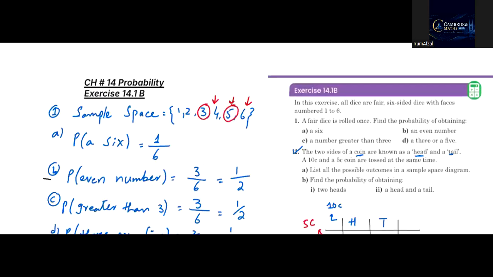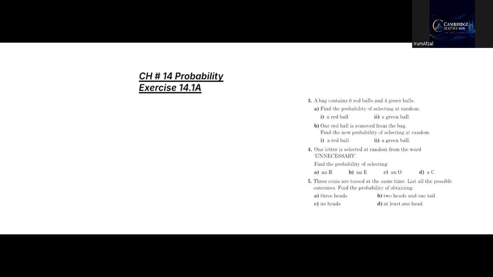Now let's move towards the next question, part number 3. So let's see what they gave us in part number 3 over here. This is your part number 3. In this, they're saying a bag contains 6 red balls and 4 green balls. So find the probability of selecting at random a red ball and a green ball. Okay. So the third part.